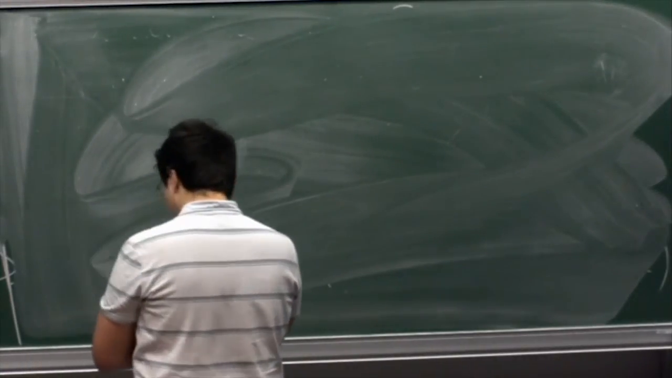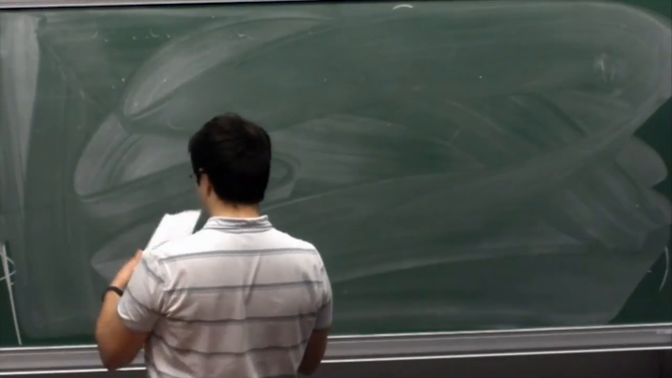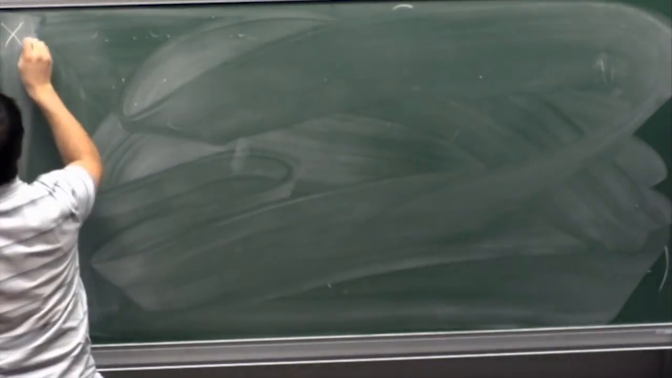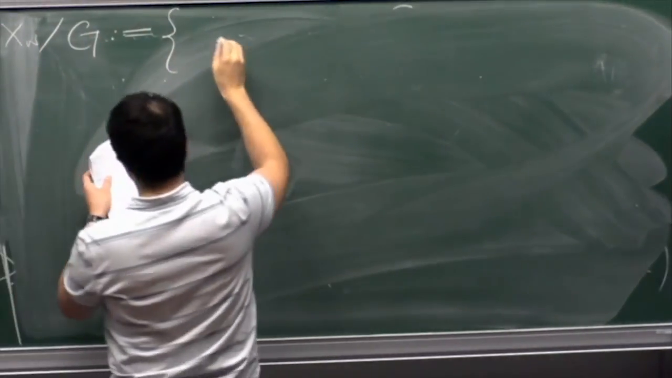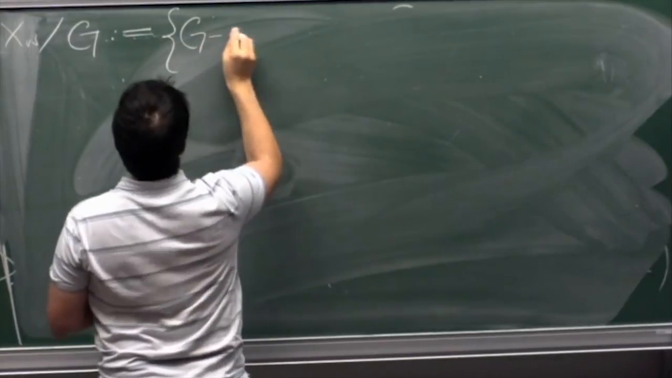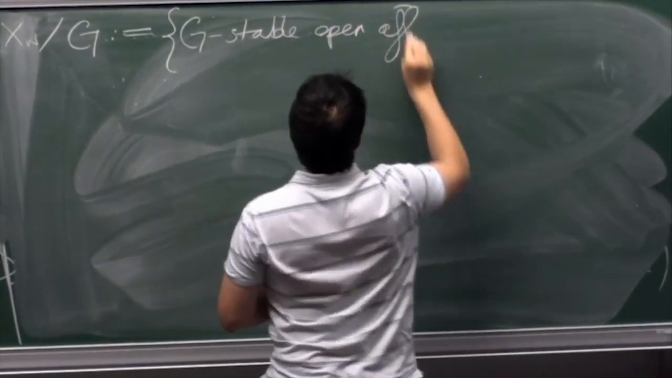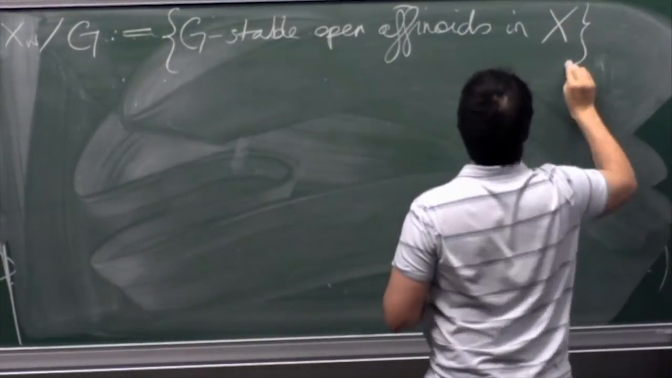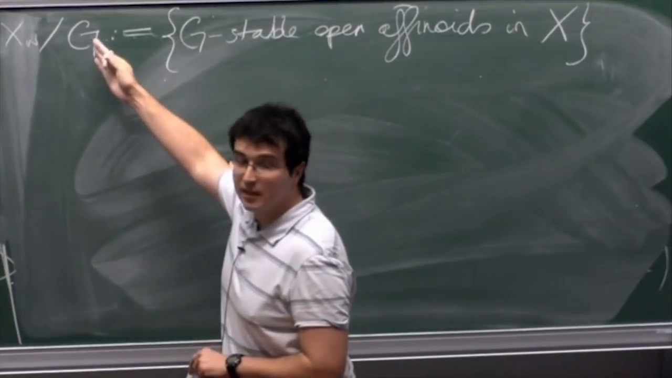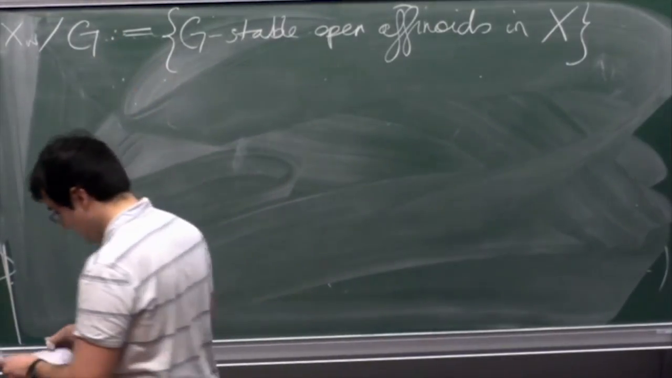And so this makes sense, and if I can define, look at just G stable in X. So it might be empty if G is big enough, so that's not good. But if G is small, it will have at least some elements in it.